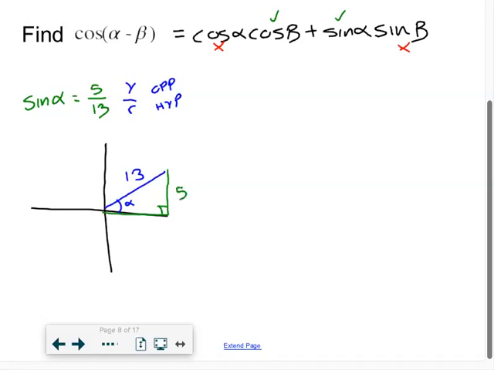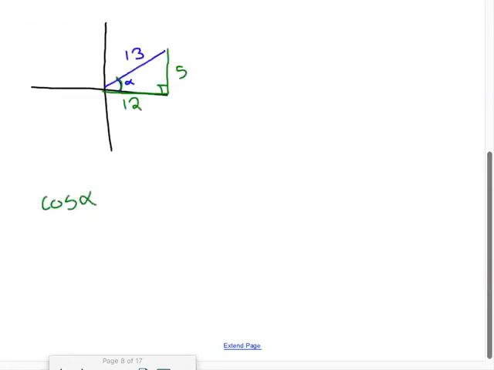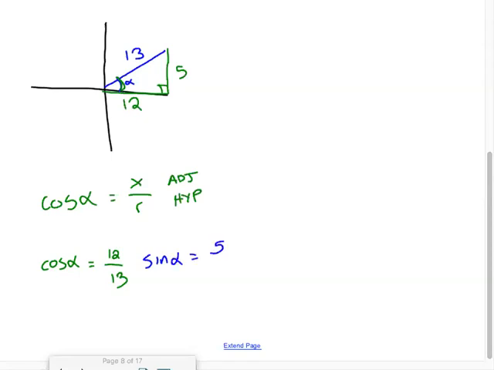If you know your Pythagorean triples, then you'll know the long leg of this right triangle. And if you don't, then you can use the Pythagorean theorem, right? So that's 13 squared equals 5 squared plus x squared. Solving that lets us know that x in this case is positive 12. Now that I have that with respect to angle alpha, I can find cosine of alpha. Remember, cosine of any angle is equal to the x over the r, or the adjacent over the hypotenuse. So in this case, the cosine of alpha is going to be 12/13. And I'm also going to record the sine of alpha next to it: the sine of alpha was 5/13.